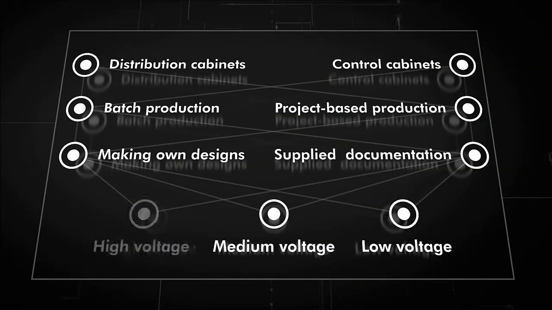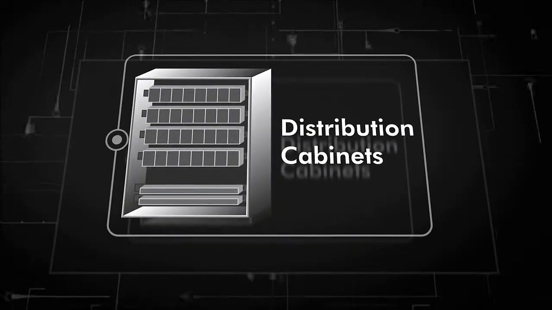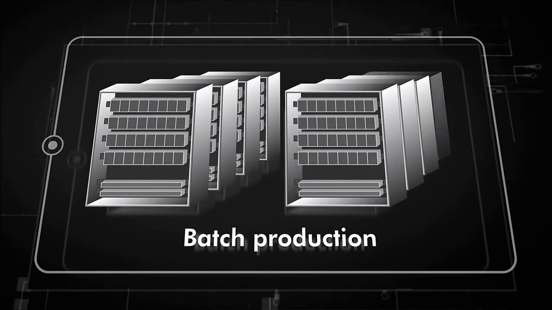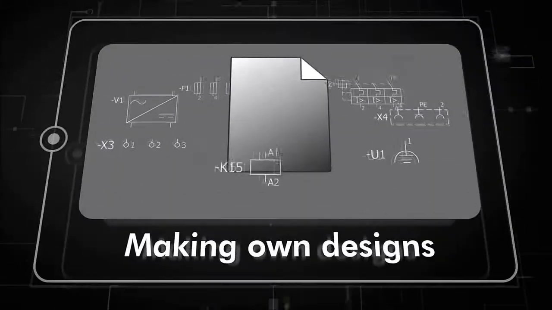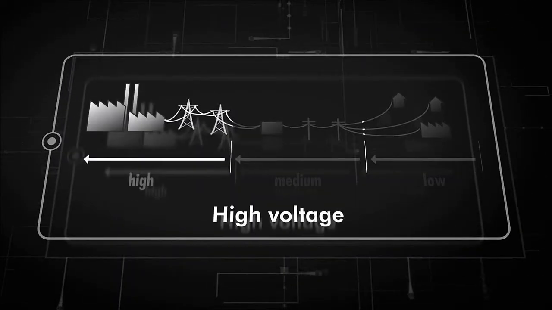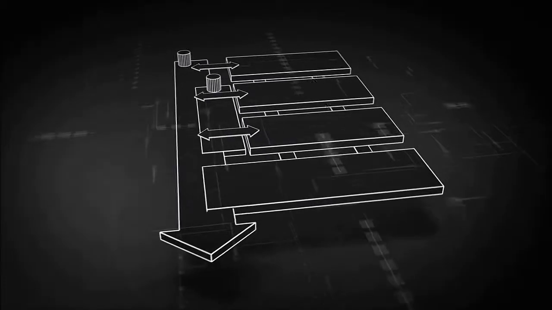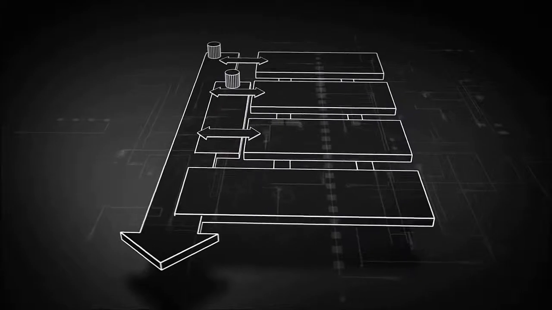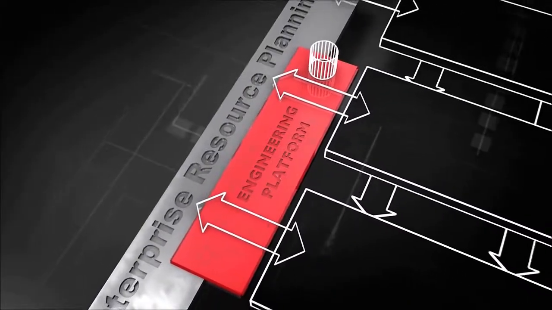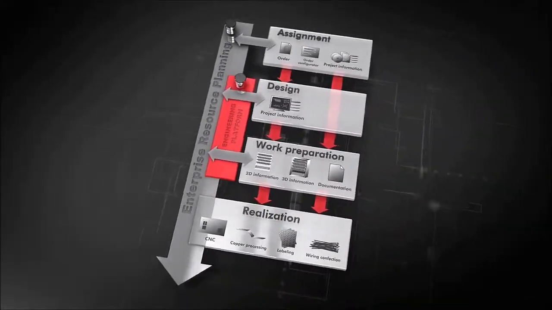Every panel builder will benefit from implementing an engineering process, regardless of whether manufacturing distribution or control cabinets, or implementing a serial or a project-based production, making own designs or using drawings provided by the customer, or constructing high, medium or low voltage cabinets. The way you set up your digital engineering platform and how you connect into your ERP system strongly influences the extent to which you can optimize product development and the production process.